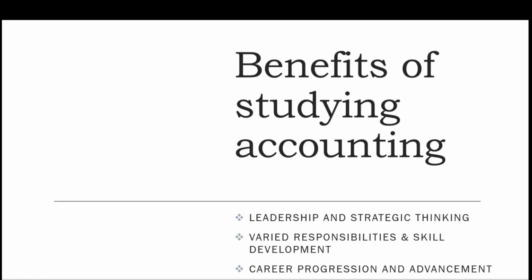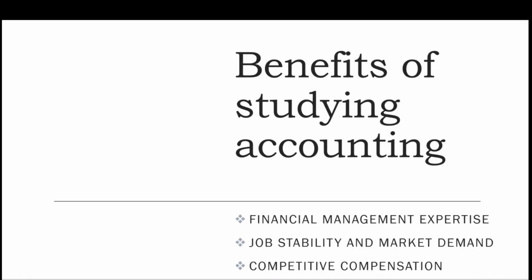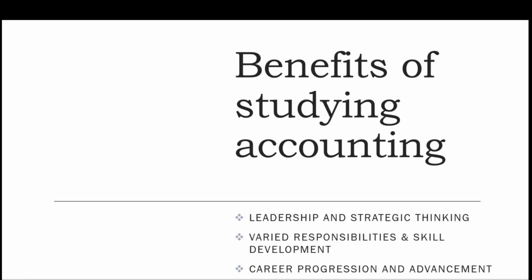So this is classified, very confidential information that only circulates among the directors, the CFO, and the board of directors. With that, the company is able to make strategic decisions. Next, responsibilities and skill development, career progression and advancement.